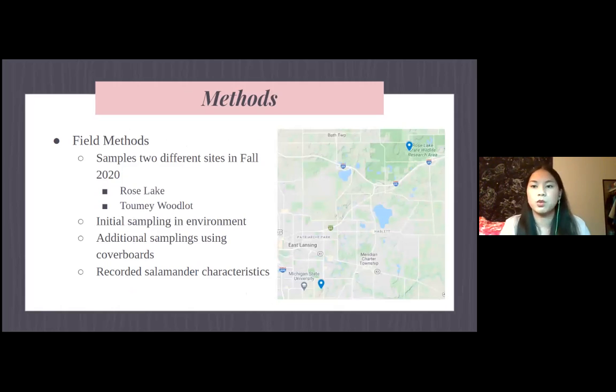So kind of moving on to what we've already done so far on this project, I just want to reiterate that this is really a first step. So we have a lot more to go through, but we've so far been able to do quite a lot, which we're excited about. So we took 2 different sample sites and we were able to gather samples of salamanders in fall of 2020. We looked at 2 different areas around MSU, Rose Lake and Toomey Woodlot, which you can see where they are located, relative to each other in the map here.